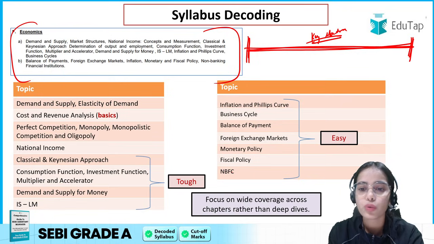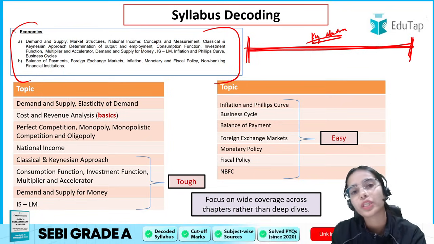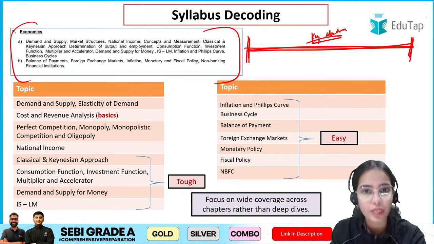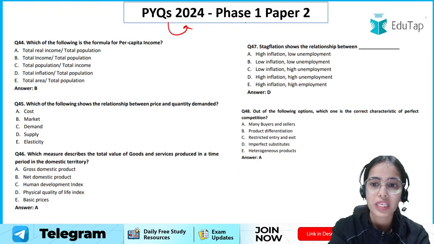So if you are covering economics right now, focus on the width of the topics. Do not go too much in depth. That is not required. I will show you the PYQs so that you have clarity about what I am trying to say. So PYQs 2024 phase 1 paper 2.